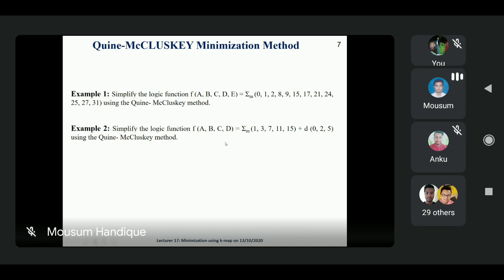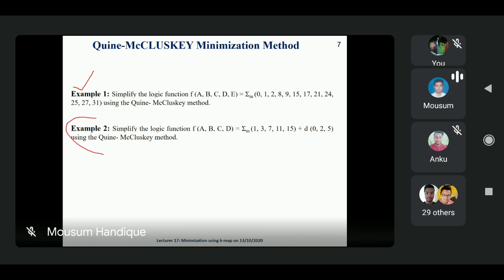Example 2, we are using only 4 variables. The first example I am not discussing, because it is the same as what we discussed earlier. The earlier example used 4 variables, but here we are using 5 variables. So it is your duty to complete this particular example at home. This is your task.